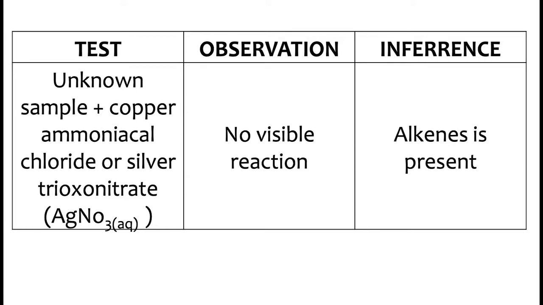When you add copper ammoniac chloride or silver trioxonitrate to an unknown sample, and according to our test, you observe that there is no visible reaction taking place, you can conclude that this is an alkene, with a double bond.